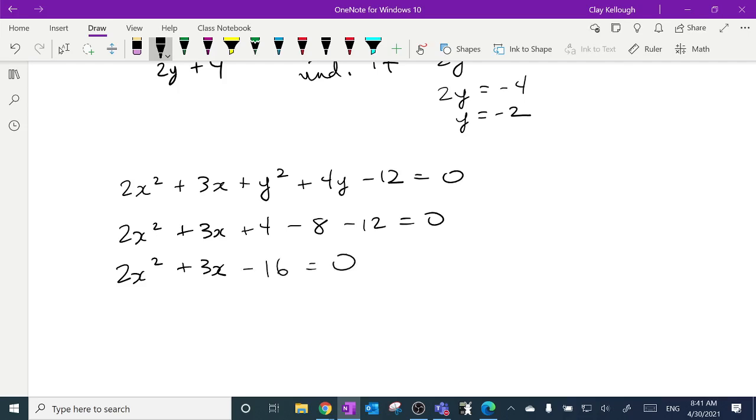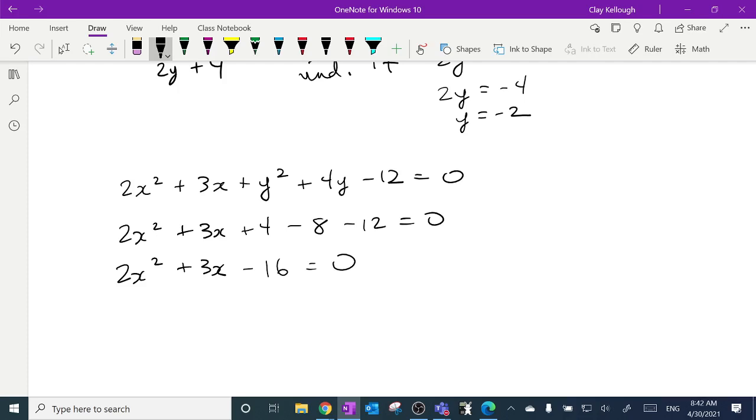I don't know. First of all, did I do that right? I think so. Now, does it factor? 2 times 16 is 32. Are there two numbers that multiply to make 32 that are 3 apart? I don't think so. No.